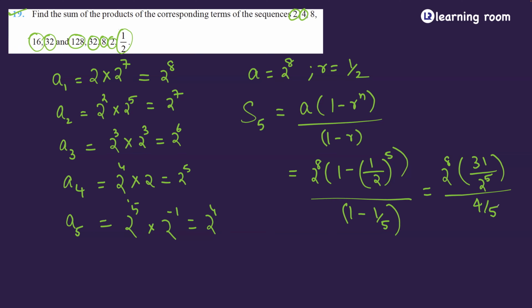Sorry, correction. It's 1 minus half. Right? So it is going to be half here. So this 2 will cancel this 2 power 5 four times. So 2 power 8 divided by 2 power 4 is going to be 2 power 4. So it is 2 power 4 times 31. So 2 power 4 times 31 is going to be the sum of all these numbers.